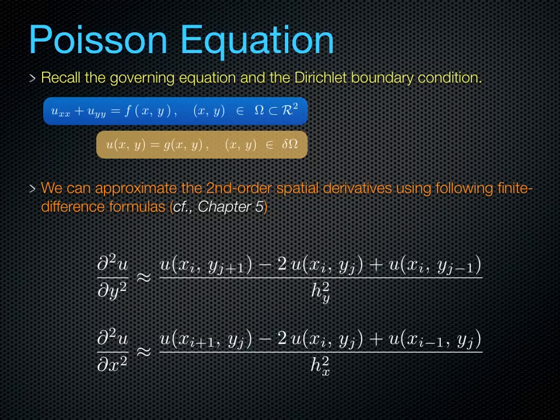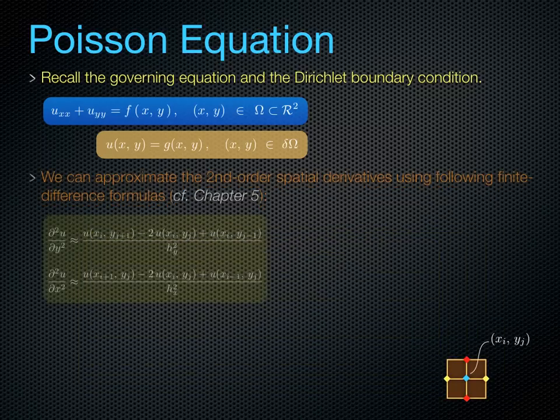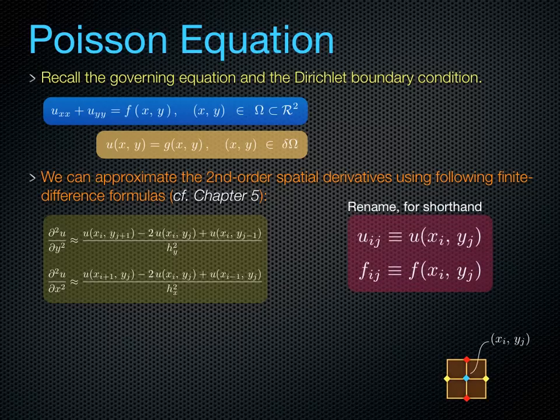I can repeat this procedure for the partial derivative with respect to y, and they have now been completely discretized. So here they are again. Using the yellow points and the blue point, I approximated the second derivative with respect to x, and using the red points and the blue point, I have approximated the second derivative of u with respect to y. For simplicity, I'm going to just use subscripts to denote, for example, u evaluated at x sub i and y sub j, and call that simply u sub ij.